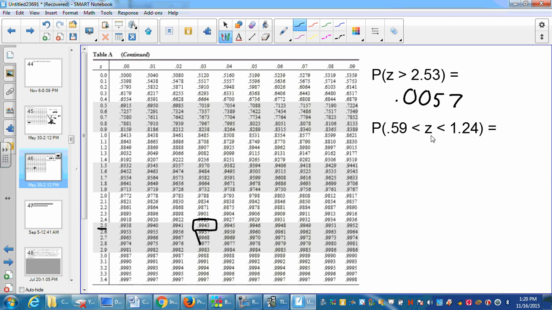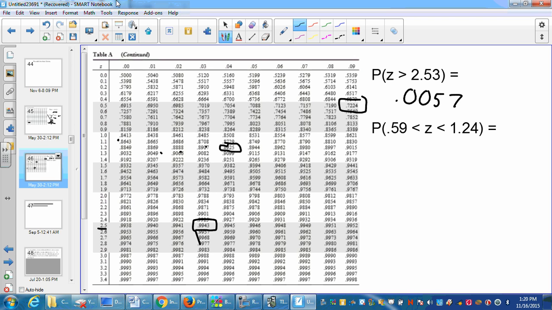Now there's another one. The probability that the z-score is between 0.59 and 1.24. 0.59 is going to be over here. 1.24 is going to be right here, 0.8925.